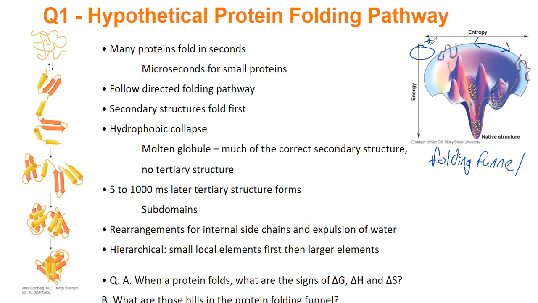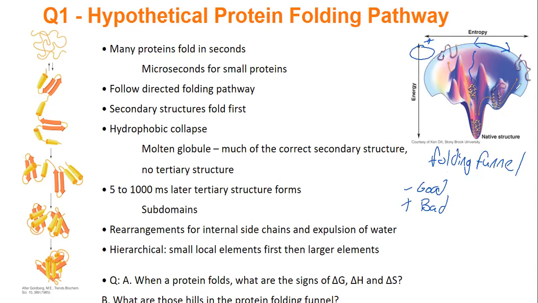Generally, you want negative energy. Negative energy is good when we talk about Gibbs free energy. Positive energy is generally bad. And so what happens is that as a protein folds, entropy will decrease, but energy is also decreasing. So that's good.